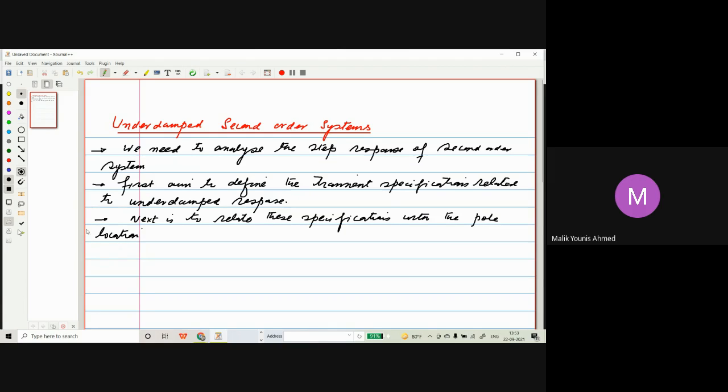And then what we have to draw? We have to draw the association between the pole location and the underdamped response. Okay, that's what we have to do. Now let's begin.